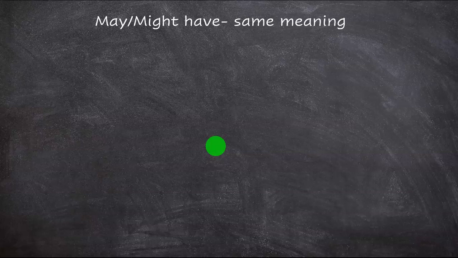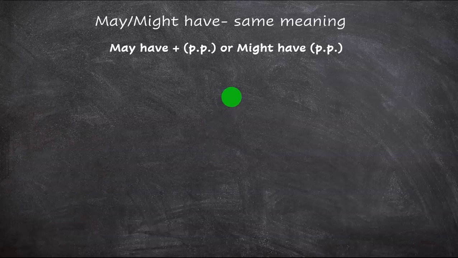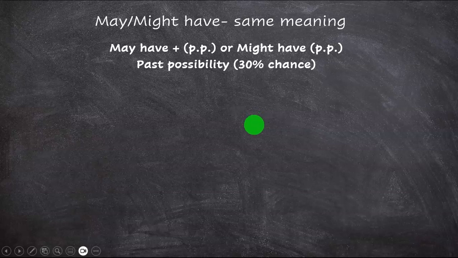Let's now look at may and might have, which have the same meaning, right? May have plus past participle or might have plus past participle. PP stands for past participle. It talks about past possibility with a 30% chance. Now see, the percentage here goes down.